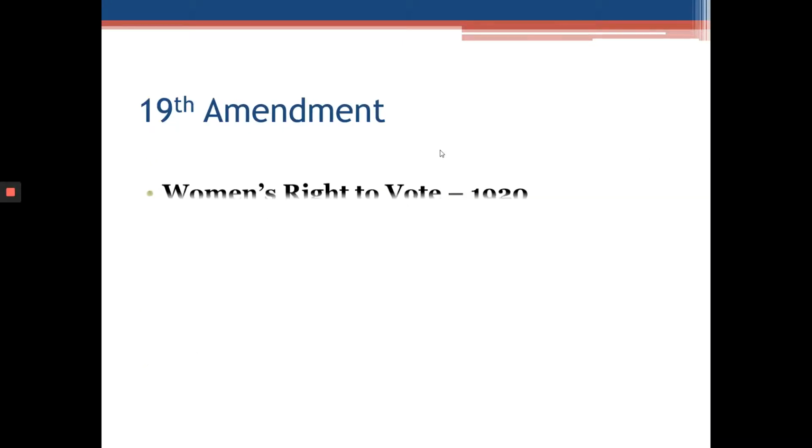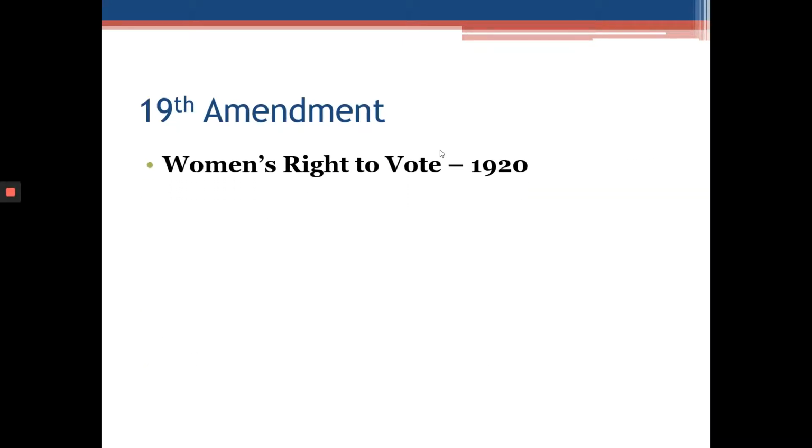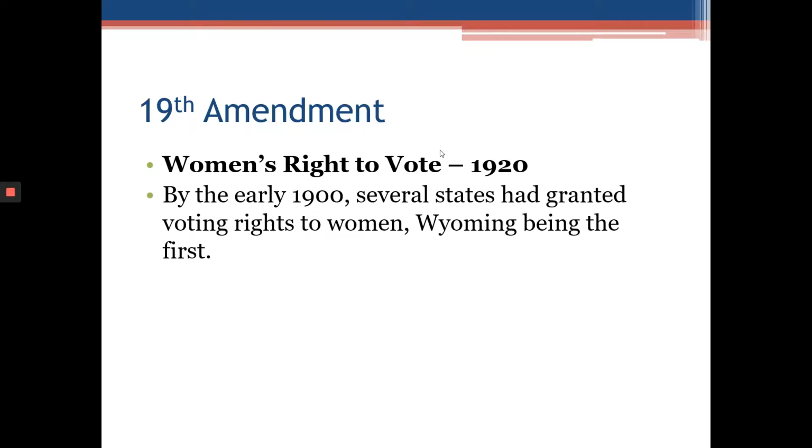The 19th Amendment. Women's right to vote was passed in 1920. This is called women's suffrage, and it was a movement that had started in the states and territories very early on. Wyoming was the first territory to pass the suffrage for women as a voting tool. That's why they're called the Equality State, and that was in 1876. Other states had allowed women to vote in local and state elections, but not federal elections. But the 19th Amendment gave women the right to vote in all levels of elections.